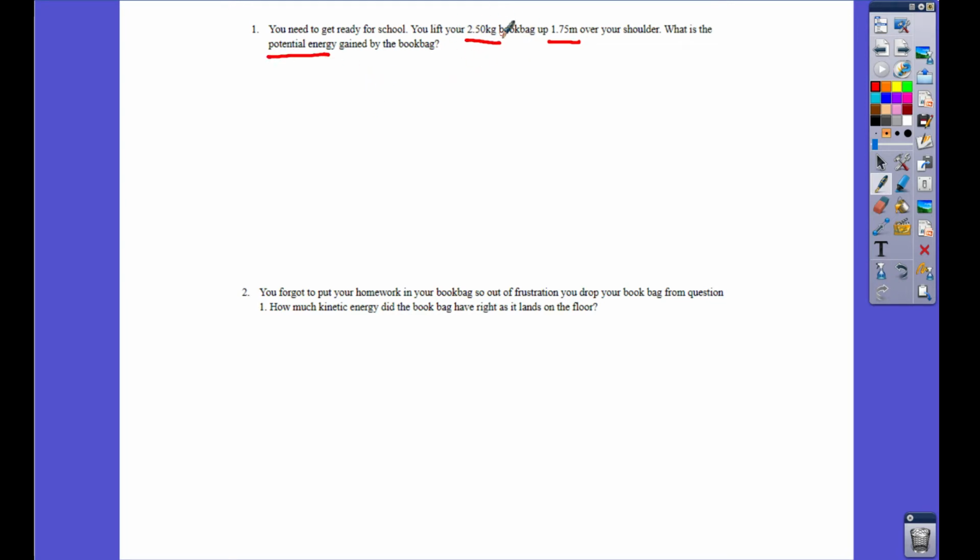So again, just always identify what information you're given in this problem. 2.50 kilograms being the mass, 1.75 meters being the height of this book bag. And we're looking for the GPE, the potential energy due to gravity. The equation for that is going to be mass multiplied by the acceleration due to gravity, 9.8 meters per second squared, and then multiplied by the height of the object.